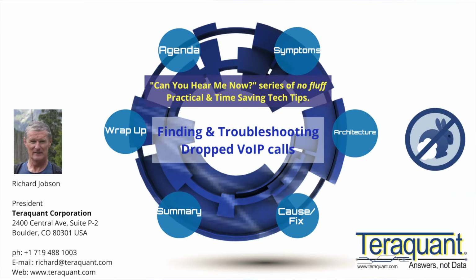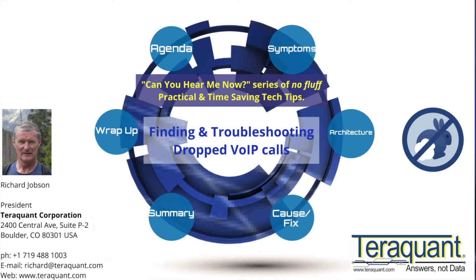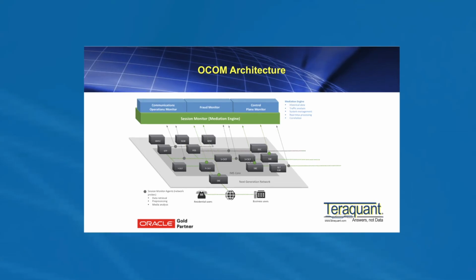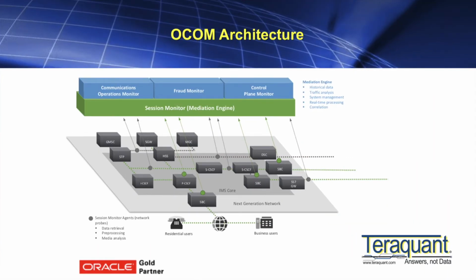So let's have a quick look at the EOM architecture of the monitoring system. And let's just point out that dropped calls are a challenging area for monitoring equipment to find because the signaling or the RTP media of a VoIP call just disappears. There's nothing to filter on in your monitoring system.